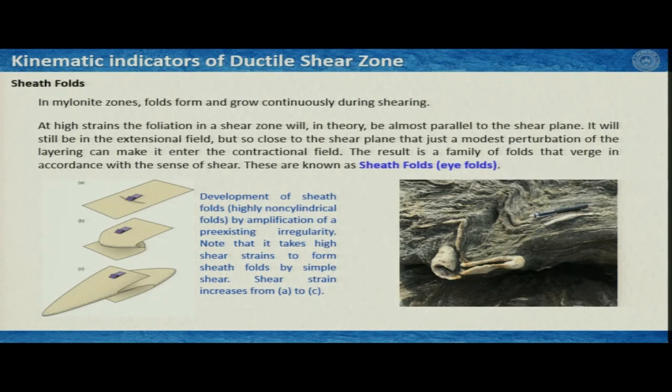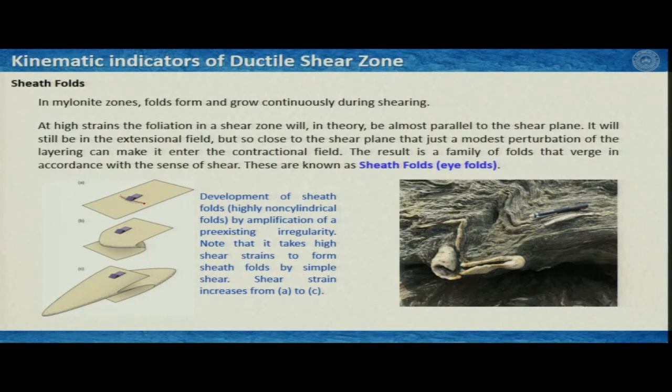And what this modest little perturbation is, or how folds form in the shear zone, is a topic of research. So, the result is a family of folds that verge in accordance with the shear. What we see in this illustration is the foliation, and shear is going on, which is given with this purple arrowhead. So, a small perturbation would produce a tiny undulation here that you see with this little shade.